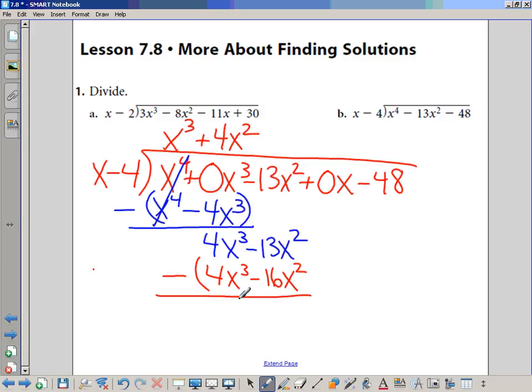Line, minus quantity. What happens to the lead term? Cancels, else you did it wrong. Cancels. Negative 13x squared, double minus 16x squared, is 3x squared. Bring the 0x down. x times what makes 3x squared? 3x.